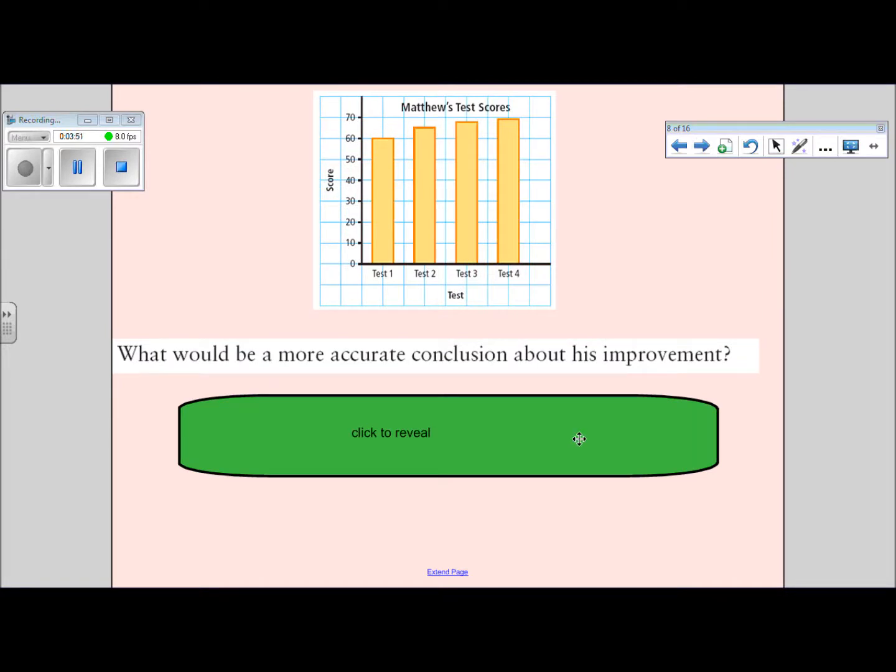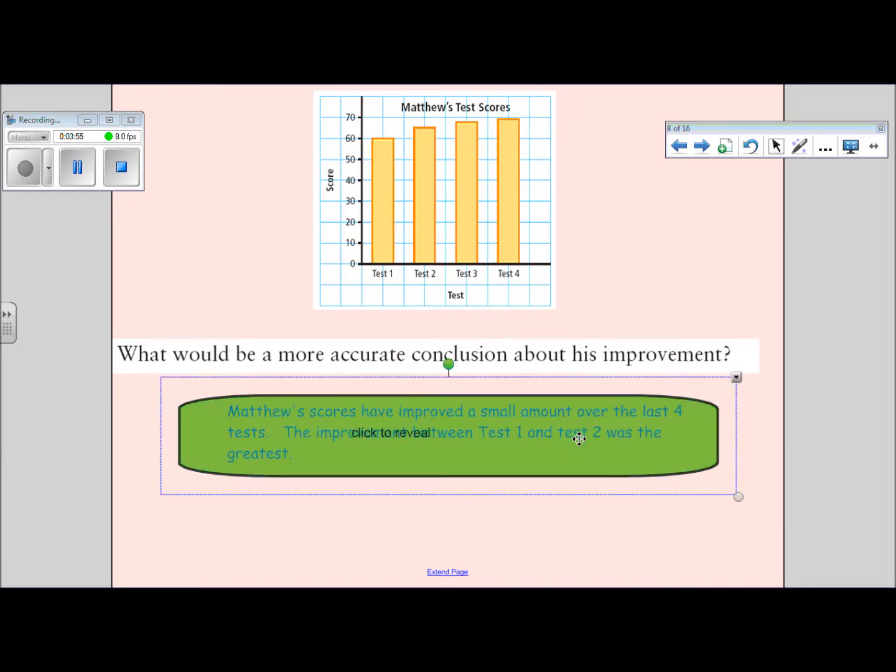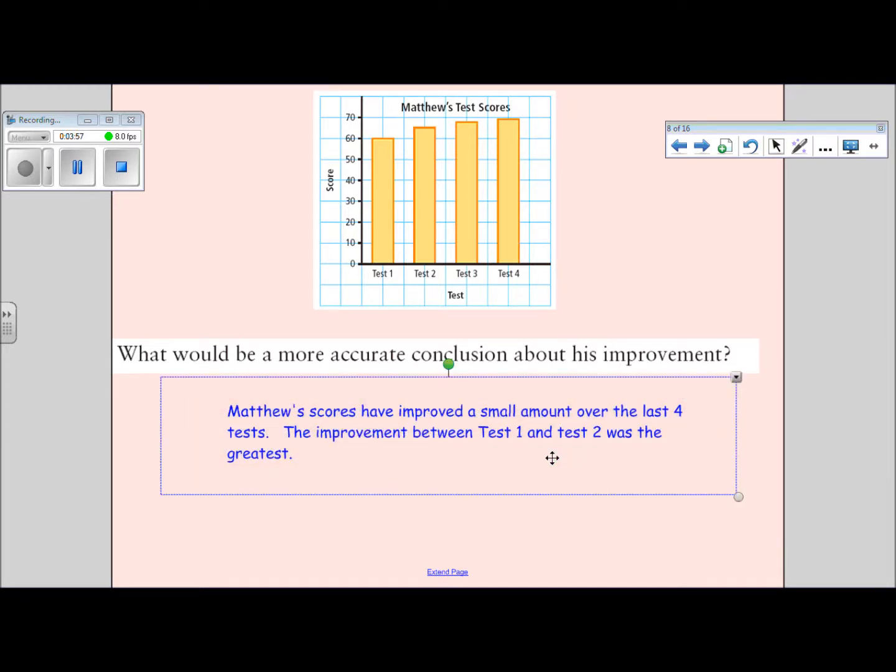What's a more accurate conclusion about his improvement? It's been improving, but it hasn't been improving a large amount, just a small amount over the last 4 tests. The improvement between test 1 and 2 was the greatest, and between 3 and 4 the least.